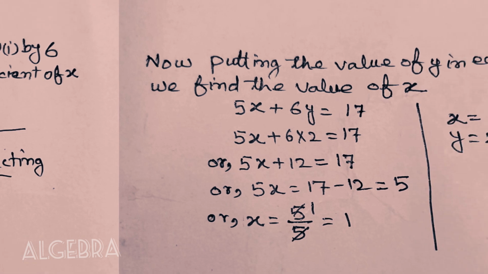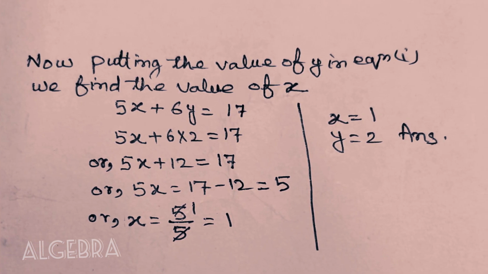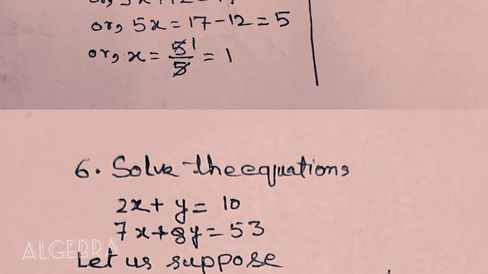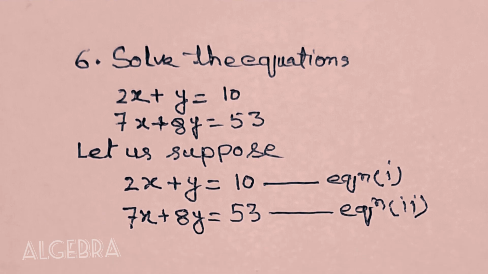Now putting the value of y in equation 1, we find the value of x. 5x plus 6y is equal to 17. 5x plus 6 into 2 is equal to 17, or 5x plus 12 is equal to 17, or 5x is equal to 17 minus 12 is equal to 5, or x is equal to 5 by 5 is equal to 1. So x is equal to 1 and y is equal to 2. Answer.